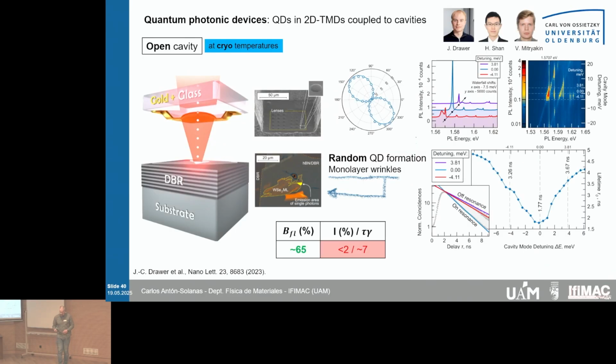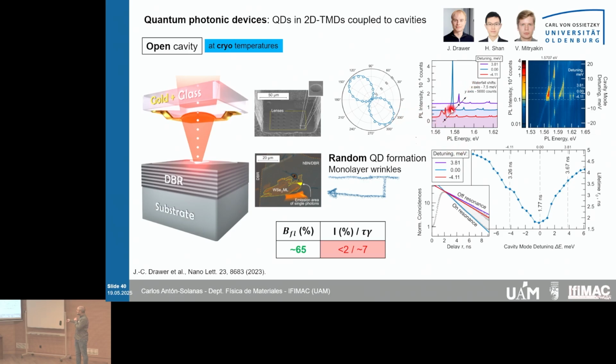These are results that have been obtained in collaboration with the group of Christian Schneider, where we engineered a Fabry-Perot cavity held in a closed-cycle cryostat, an attoDRY 1000, that allows us to have Purcell enhancement of the quantum dot emission in wrinkles of WSe2. And we can basically observe the Purcell enhancement.